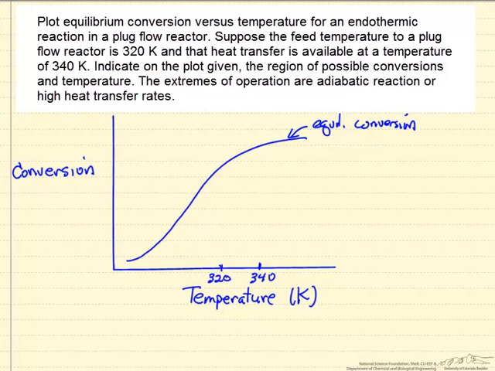So what are the extremes? Well, we can imagine the high heat transfer rate that we can maintain at 340 Kelvin at all conversions up to equilibrium conversion. We're not going to get higher than equilibrium conversion.